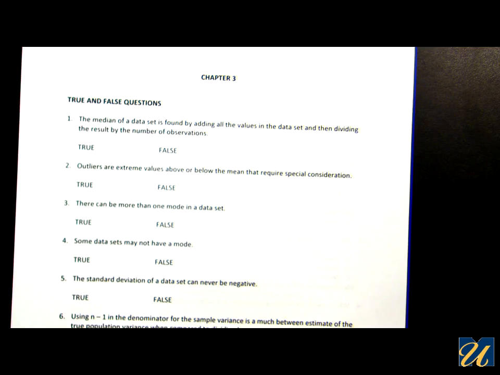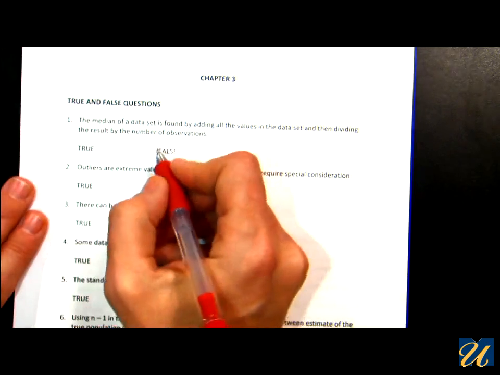Let's take a look at the true and false questions for chapter 3, as well as some practice problems. We start off with the first one. The median of a data set is found by adding all the values in the data set and then dividing the results by the number of observations. This is false.